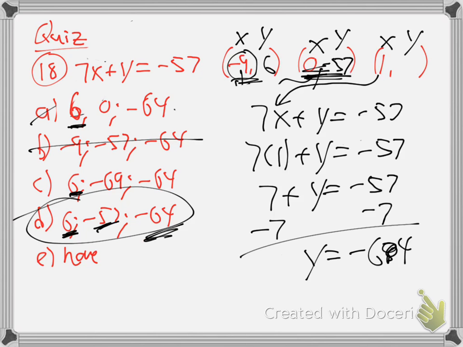Almost made it E, wasn't it? It's close. Yeah, so D it is. Good. How to do that? Be able to do that on today's test? All right. Good.